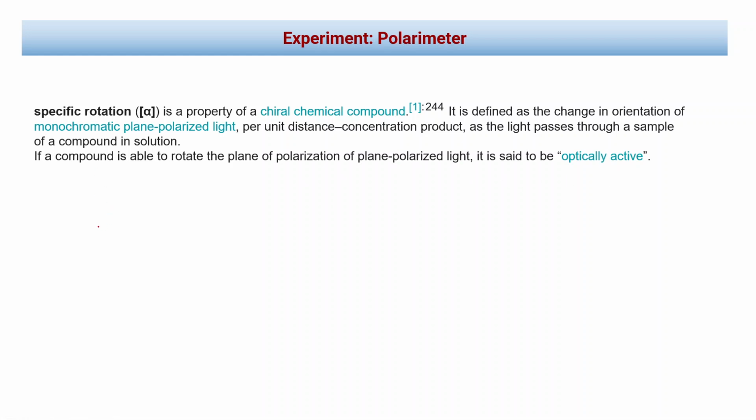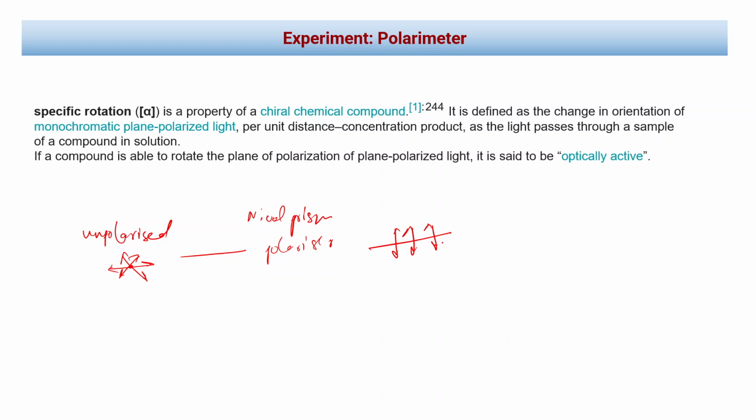So what did we mean by this? There is unpolarized light, meaning the electric field component varies in all directions. Now I use a Nicol prism or some kind of polarizer. Passing through it, the light becomes polarized, so the electric field vector varies only in one direction.